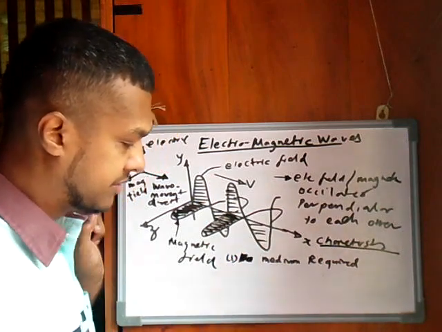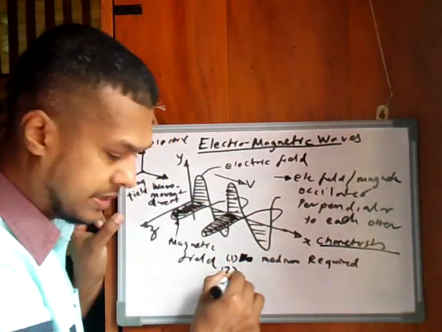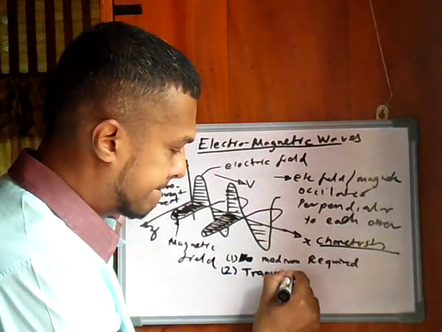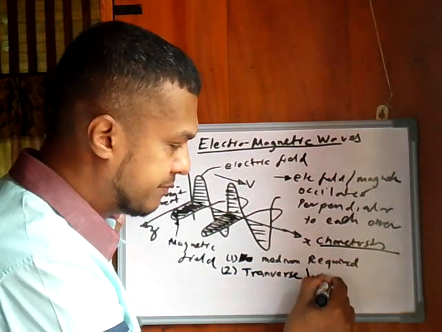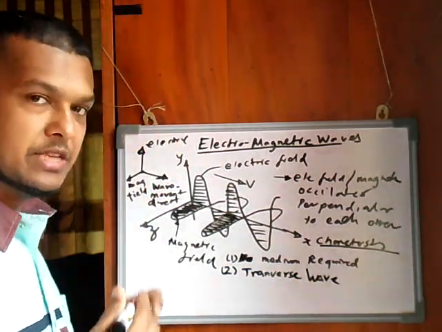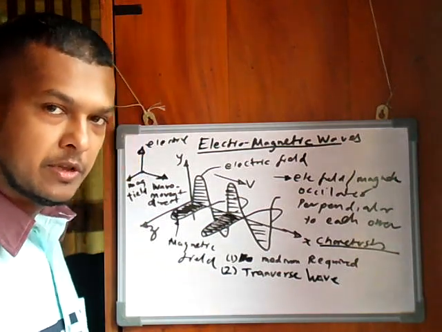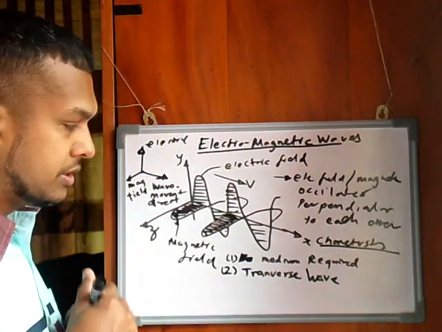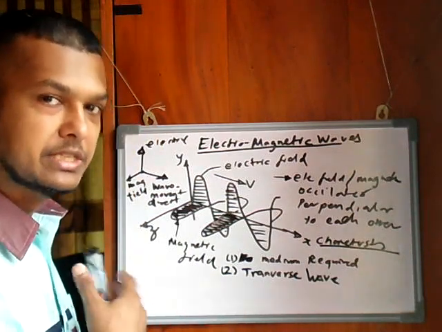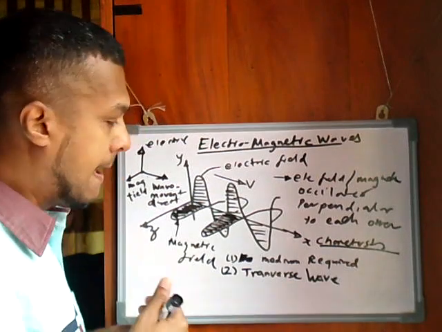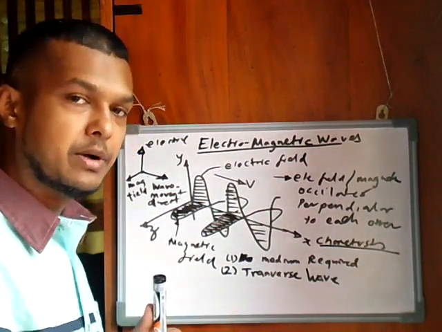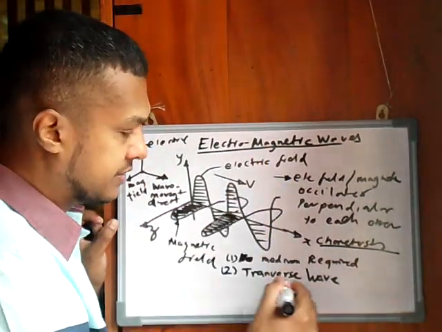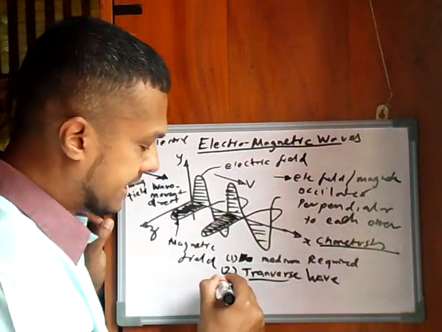That's why it's called an electromagnetic field. Number two is that it is a transverse wave. As we learned before, there are two types of waves, transverse waves and longitudinal waves. In longitudinal waves, the movement of particles is in the same direction as the wave. In transverse waves, the movement of particles is perpendicular to the direction of the wave. So the electromagnetic wave falls into the transverse wave category.